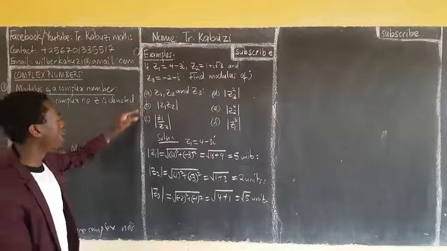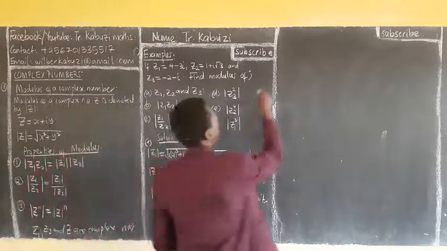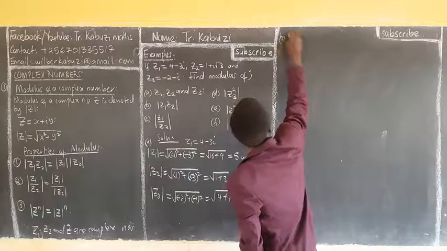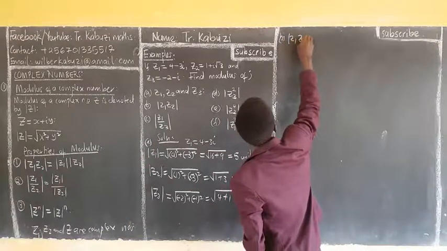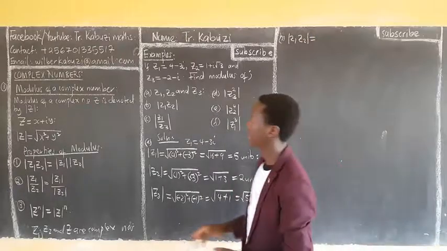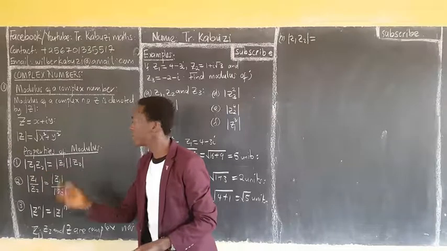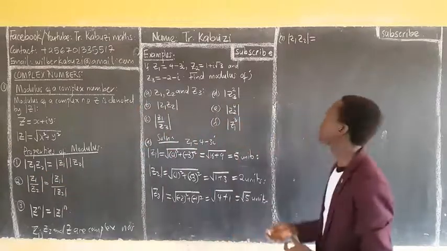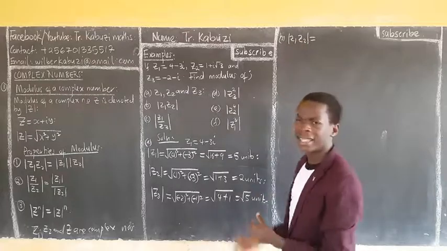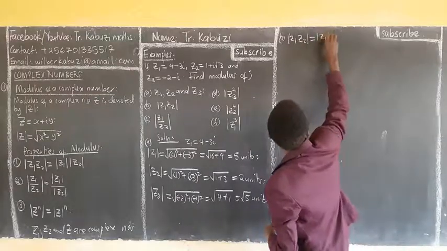Now, this was part A. In part B, they are asking me to get the modulus of z1 z2. Here I just apply properties of modulus. If I have z1 z2, it is the same as the modulus of this times the modulus of that. So that one helps us. You don't need to multiply this and this, that one you are wasting time. So you just apply the property.